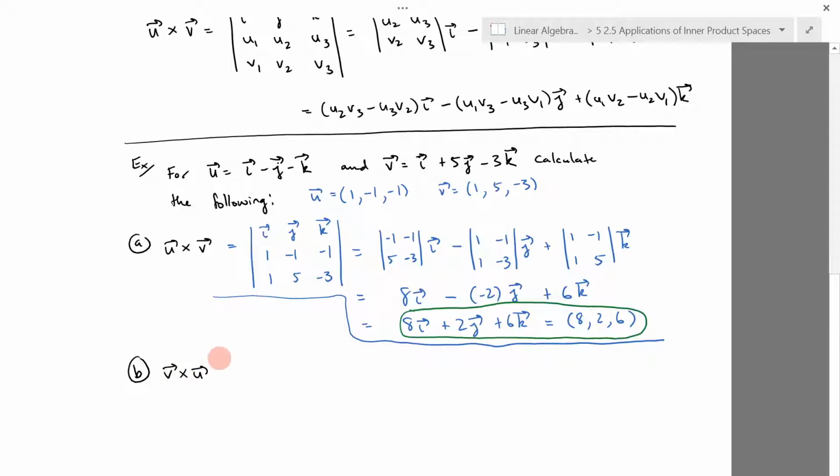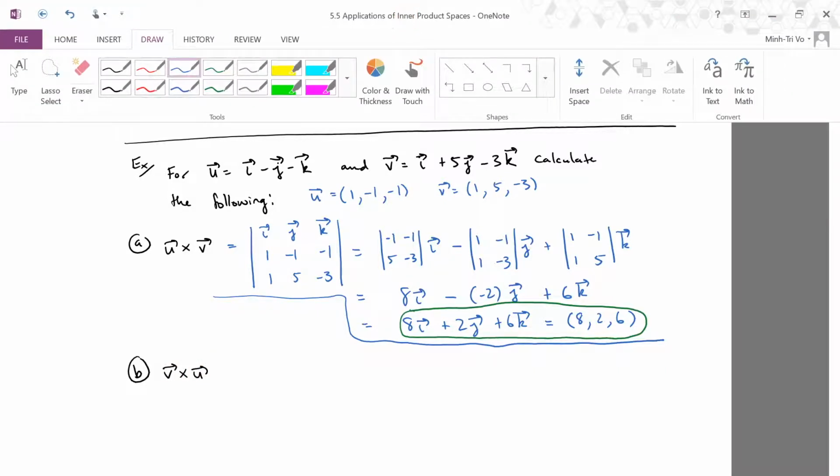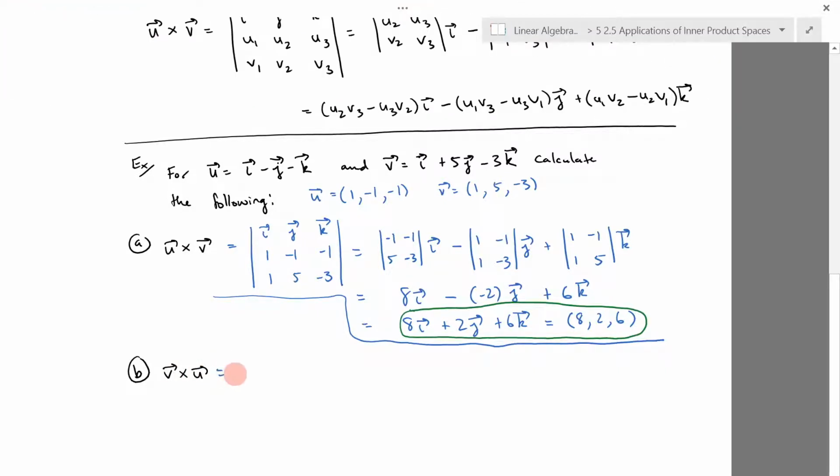Okay, so now let's calculate v cross u. Again, we set up the 3 by 3 determinant, so i, j, k on the top row. Now v goes in the second row, right? So v is 1, 5, negative 3. Then u goes in the bottom row: 1, negative 1, negative 1.